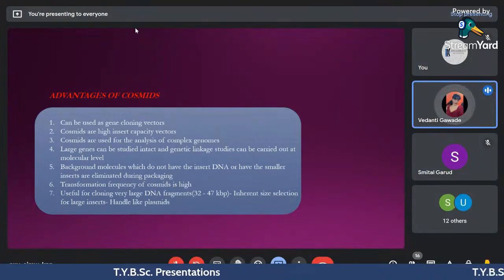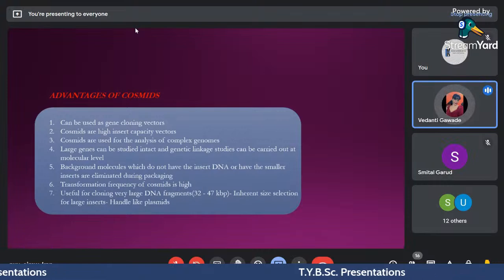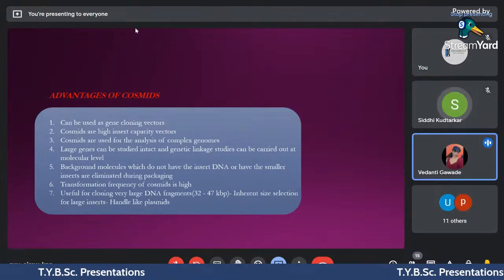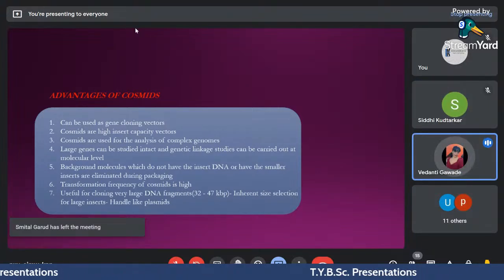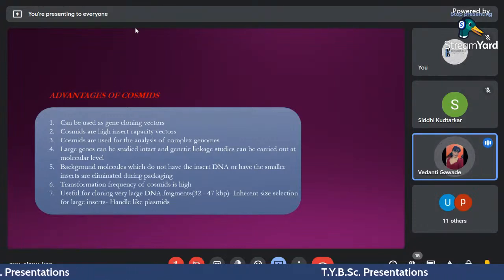Then here are some advantages of cosmids. They can be used as a gene cloning vector. They are high insert capacity vectors. They are used for the analysis of complex genomes. Large genes can be studied intact, and genetic linkage studies can be carried out at the molecular level.